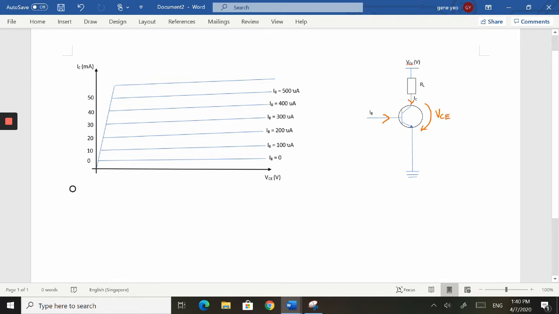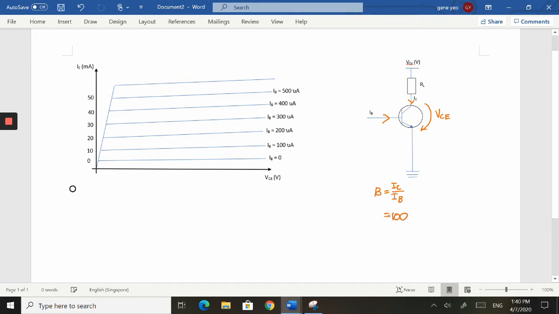Another thing that you have to be very familiar with is the concept of beta. Beta is found by taking the ratio of IC over IB. So these are some of the things that you need a little bit of background information to help you understand the Ic-Vce graph. First of all, let's assume that the beta value is 100.